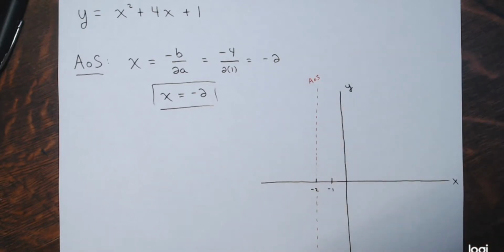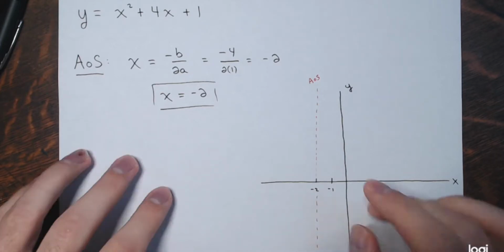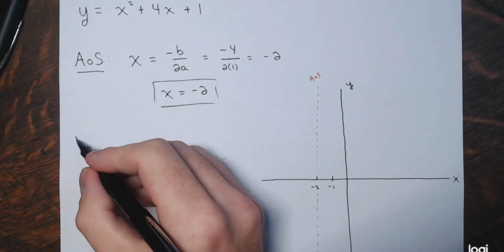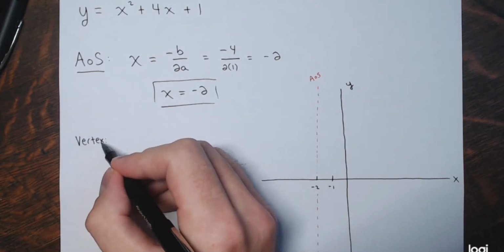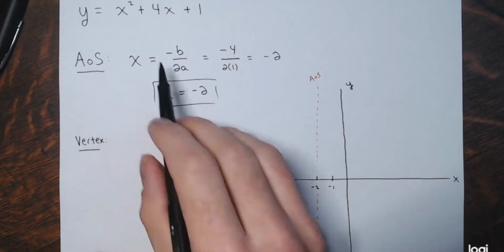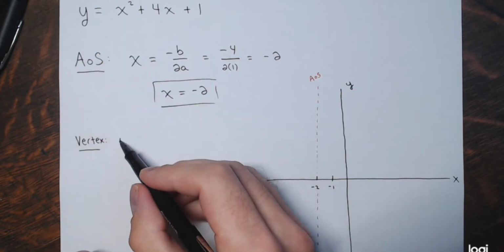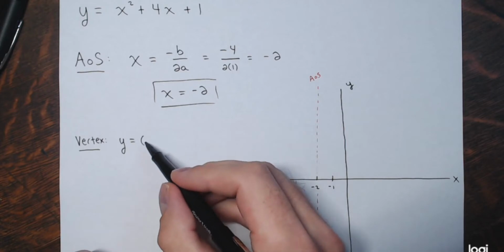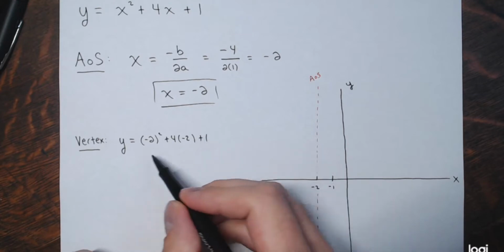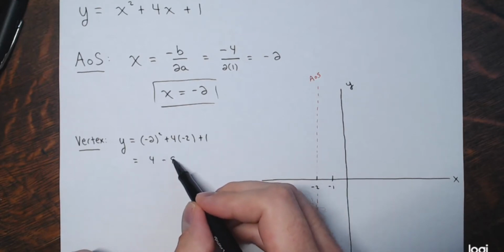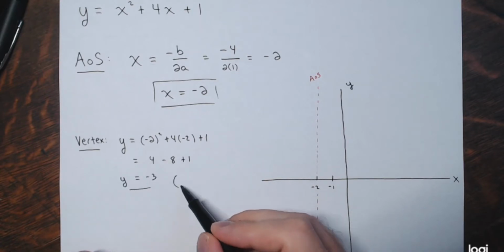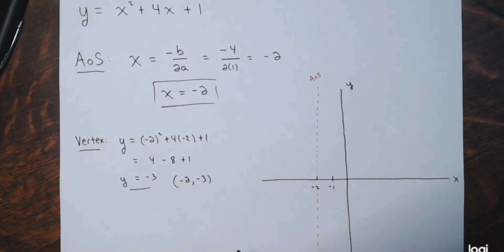Alright, x equals negative 2. And the vertex is going to be on the axis of symmetry. Now the vertex, I've got the x coordinate, negative 2, when I found the axis of symmetry. Now I just plug that in for x, and we get the y coordinate. So y equals negative 2 squared plus 4 times negative 2 plus 1. That's 4 minus 8 plus 1, that's negative 3. So the vertex is at negative 2 comma negative 3.